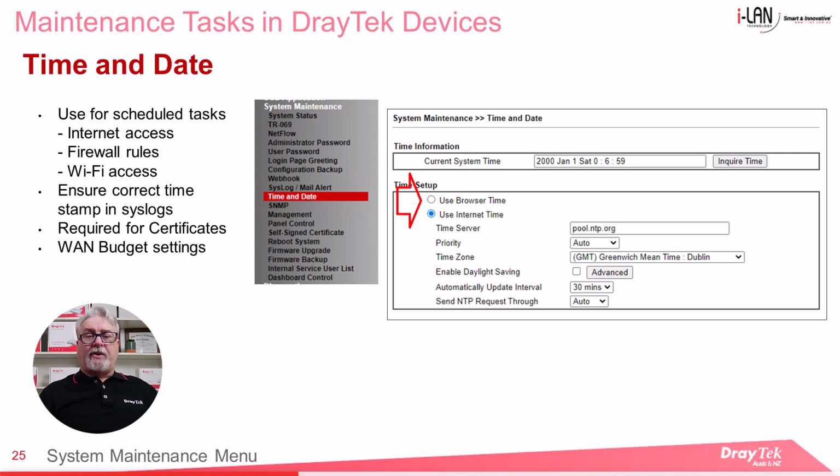There's an option here to use your PC browser time, but a more reliable method is to use NTP, which points to a time server and updates on a regular basis. You'll also need to ensure that the correct time zone is selected, or you'll see unexpected results for scheduled tasks.